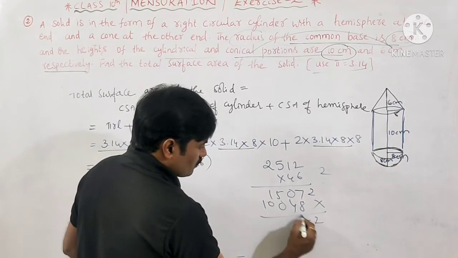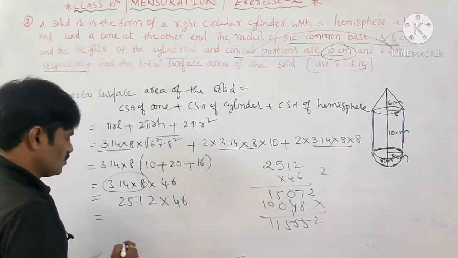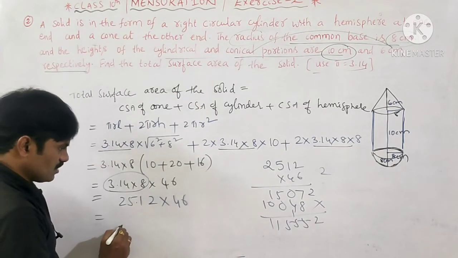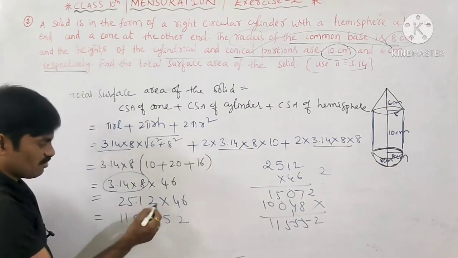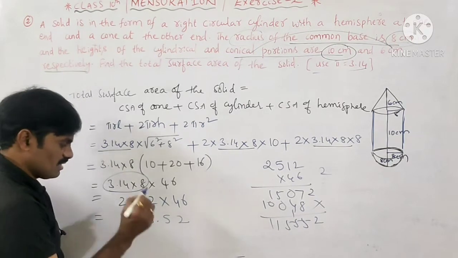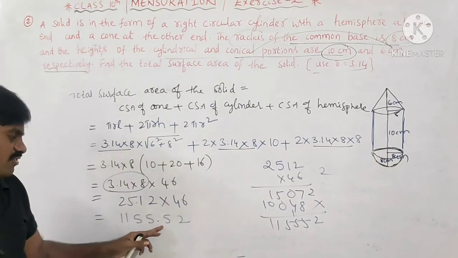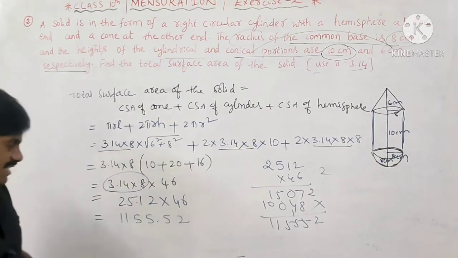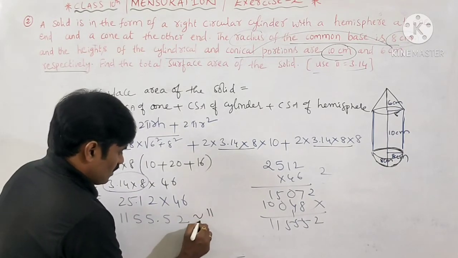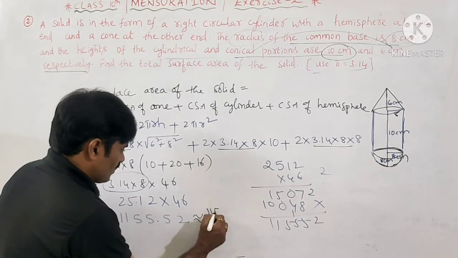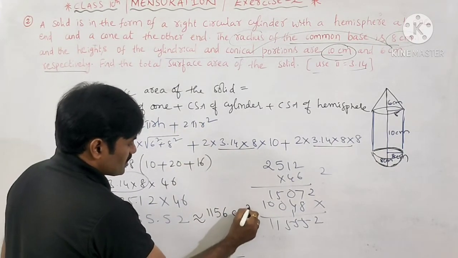So 2, 15, 5, 5, 1, 1. So how much are we getting here? 1, 1, 5, 5, 5, 2. After the decimal point there are 2 digits, so the decimal point is here. So 1155.52 approximately, it is not exact. So the final answer may be equal to 1156. Since it is a surface area, you can also write centimeter square.